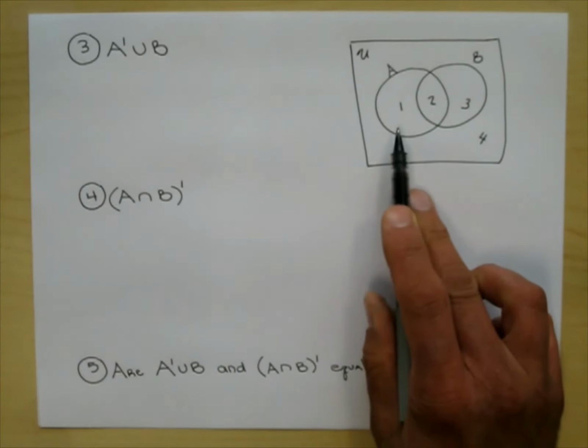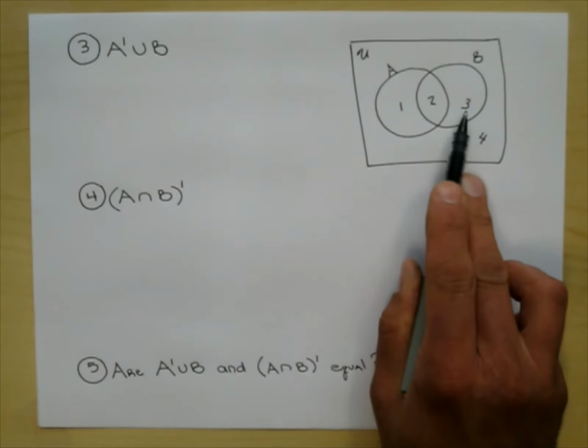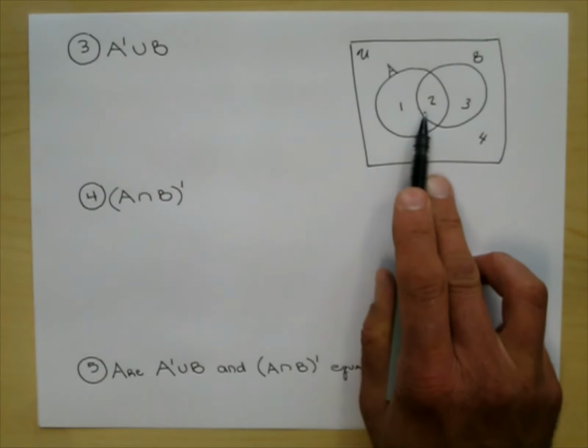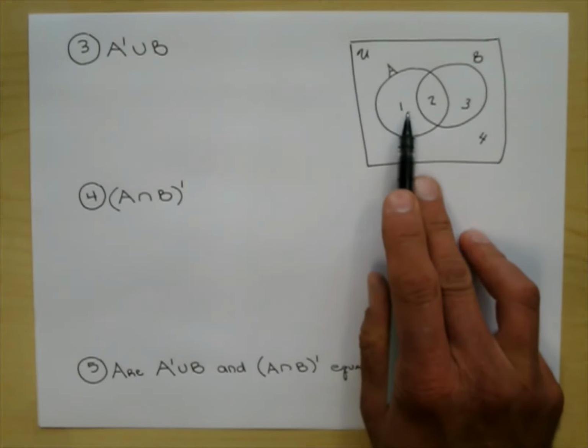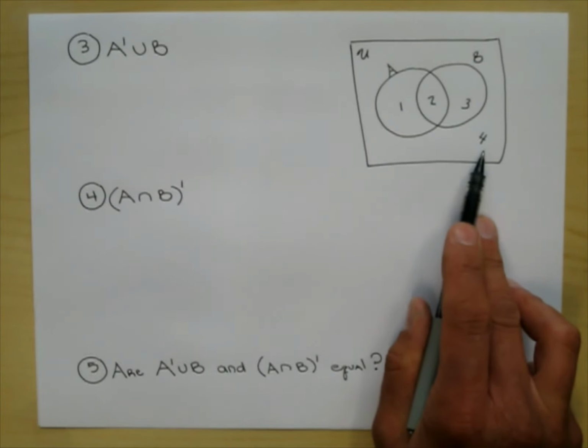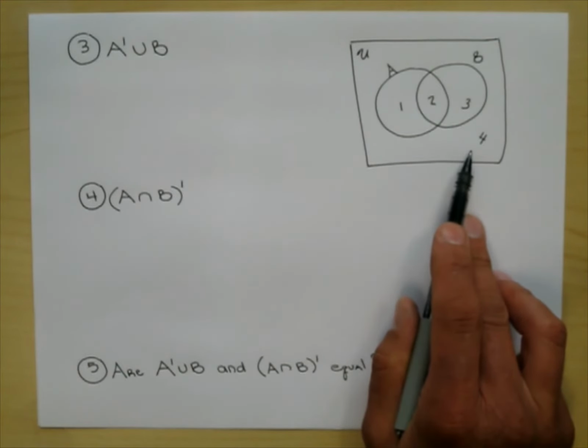Now I didn't have to do that. I could have put the 1 there, the 2 there, and the 3 there, and the 4 there. You just have to have some sort of labeling technique. You could put a happy face here, a sad face here, a moon here, and a star there. We'll just do it this way here.